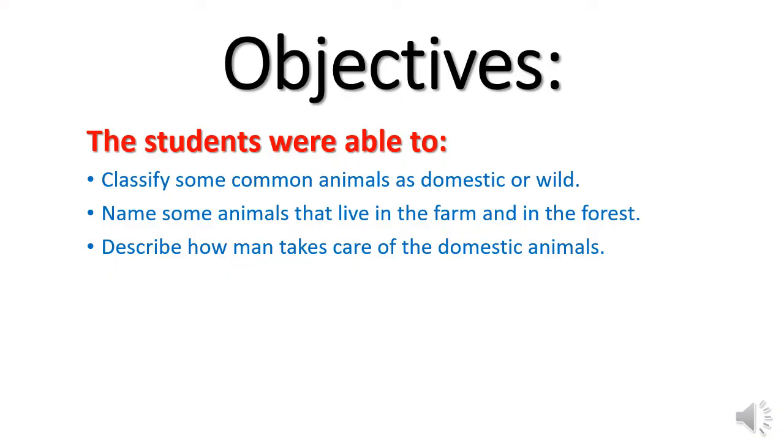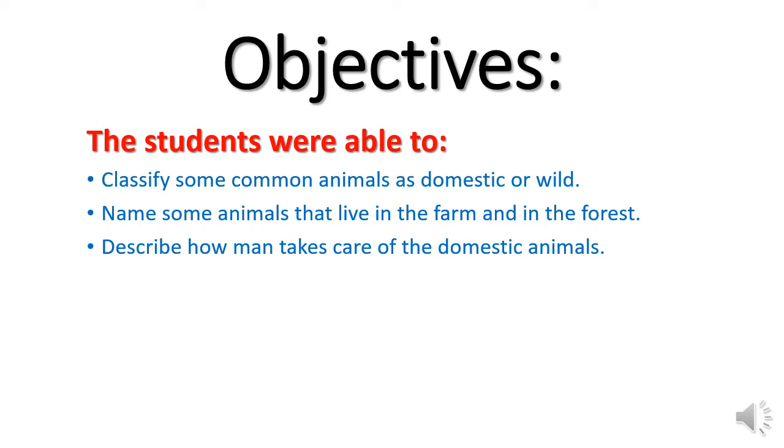First, as objectives, we have to classify some common animals as domestic or wild. You have to name some animals that live inside the forest or inside the farm. And finally, you have to describe how man takes care of the domestic animal. So, are you ready to start our lesson?